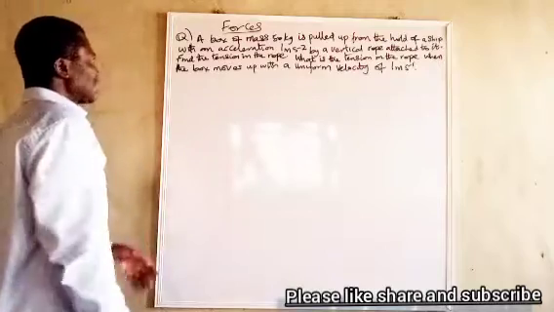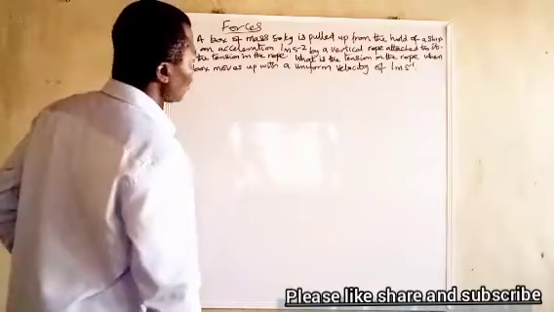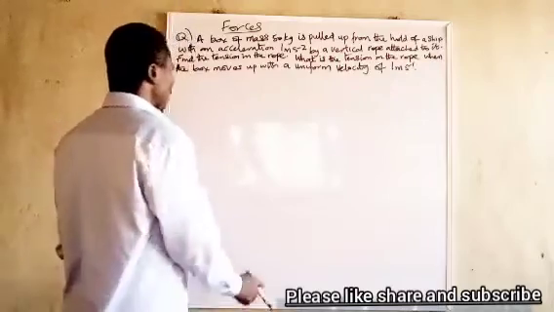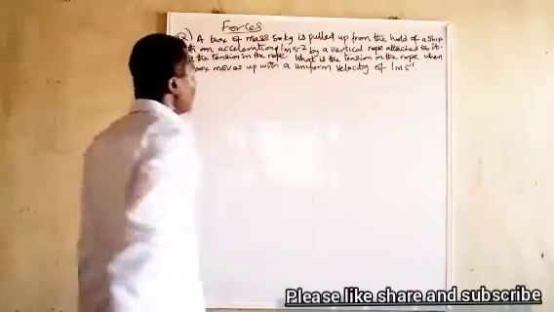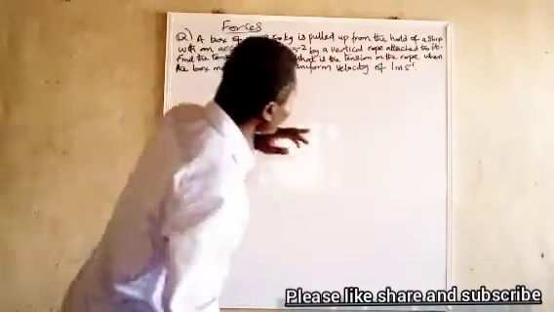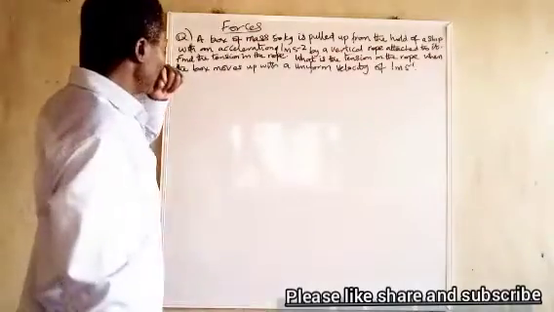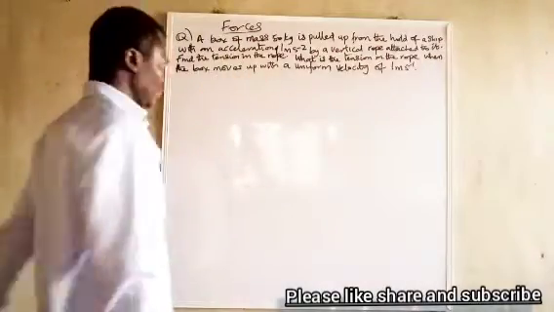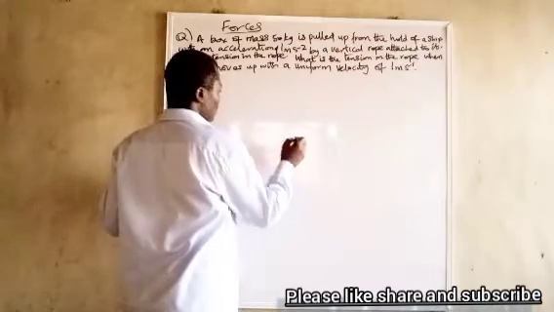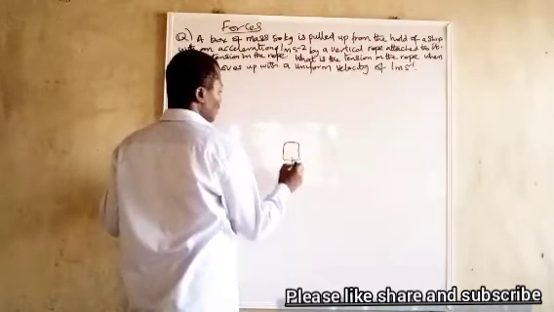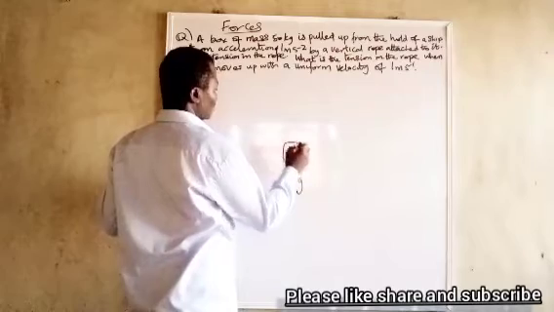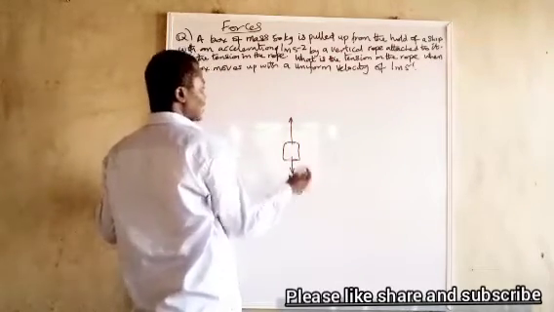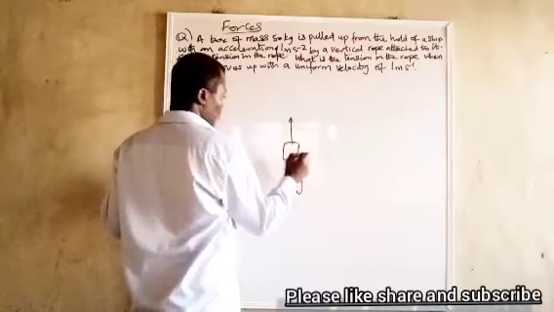A box of mass 50 kg is pulled off from the hold of a ship with an acceleration of 1 meter per second squared by a vertical rope attached to it. Find the tension in the rope. What is the tension in the rope when the box moves up with a uniform velocity of 1 meter per second? So we have something like this, moving up with an acceleration.